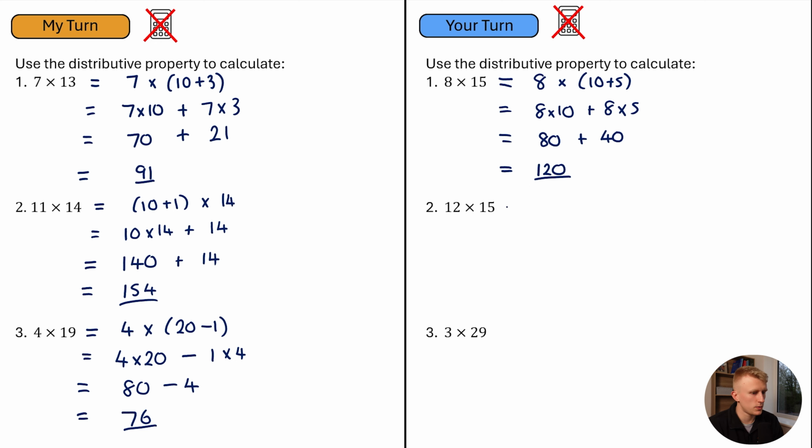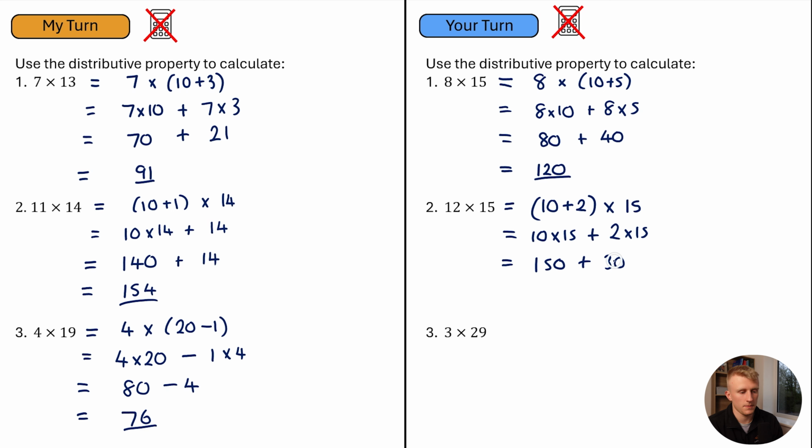In the second example, 12 multiplied by 15. I can split either number here really. Let's go for the first one. So I'll split my 12 into 10 add 2. And I'm going to multiply that by 15. I can do 10 lots of 15 and then add on 2 lots of 15. 10 lots of 15 is 150 and 2 lots of 15 is 30. And then I can add 150 and 30 together to give me 180.